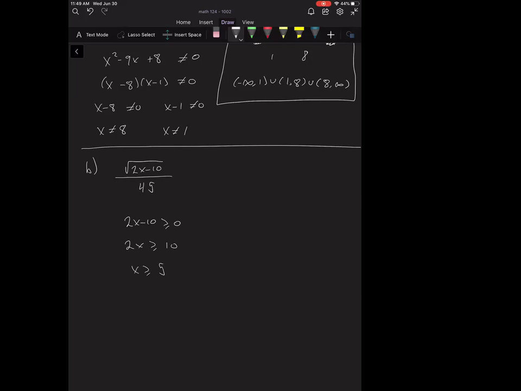So our only issue, here's 5. Since it's bigger than or equal to, it's going to get a closed dot. And bigger than means we're going to shade to the right. So what we have here is 5 to infinity.